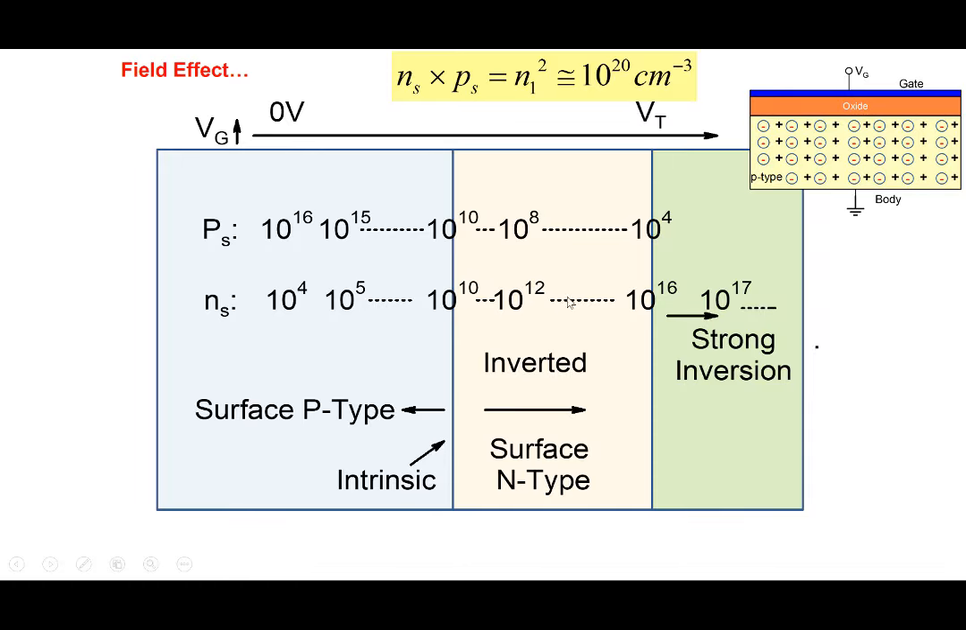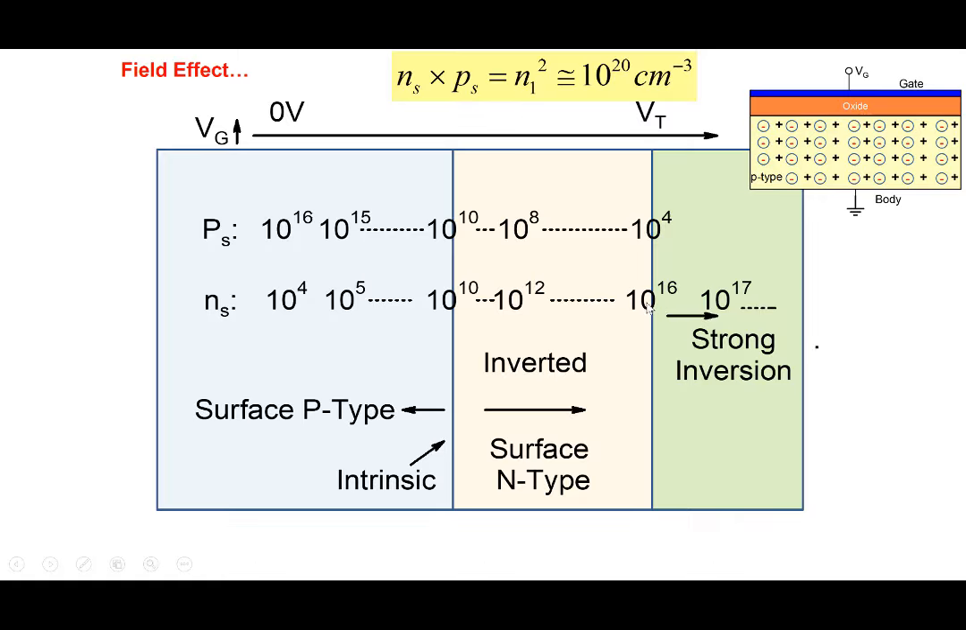Eventually, if you apply a sufficiently large voltage here, the electron density at the surface becomes really high. For example, 10 to the power 16. Note our doping was 10 to the 16, and the electron density has become 10 to the 16. So when the electron density here becomes 10 to the 16, which is the same as the starting hole density at the surface, we say we are entering a strong inversion region here.